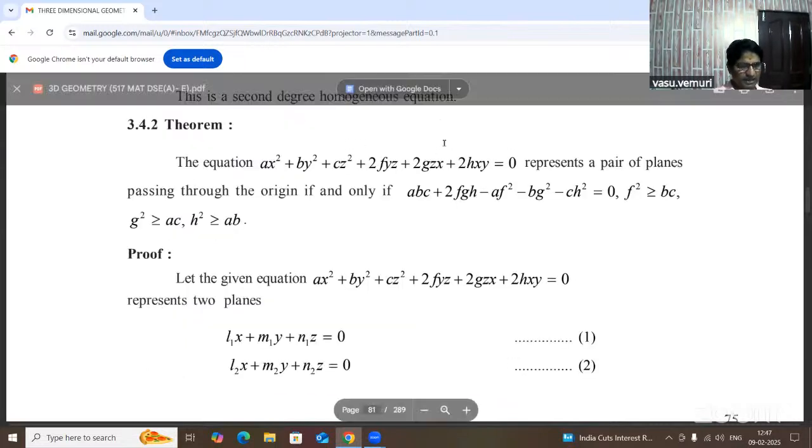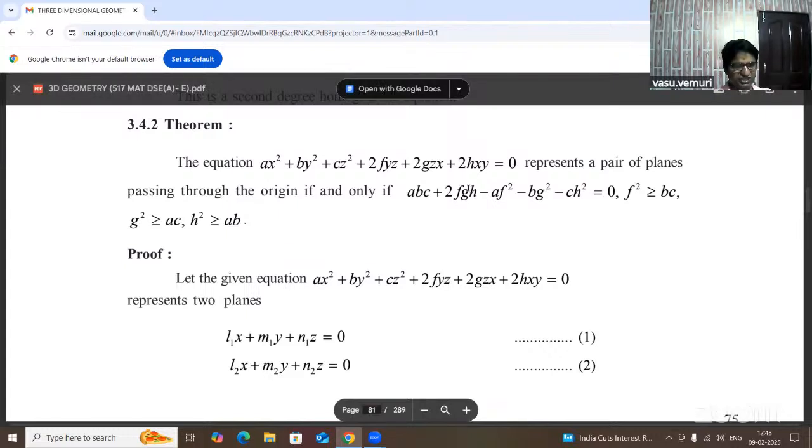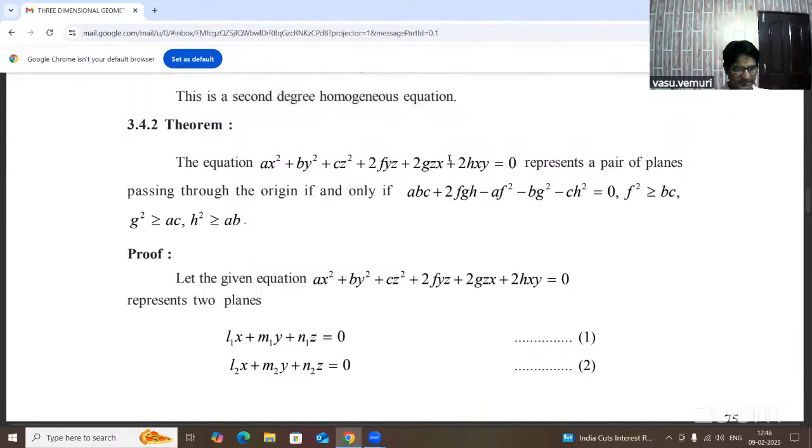Now here are some other conditions for the equation to represent a pair of planes passing through the origin. This equation represents a pair of planes passing through the origin if and only if abc + 2fgh - af² - bg² - ch² = 0. So comparing it with f², because fgh and abc, f is in the same column.